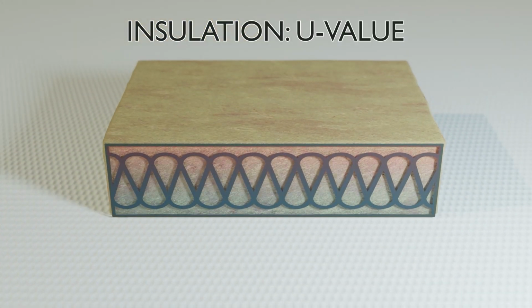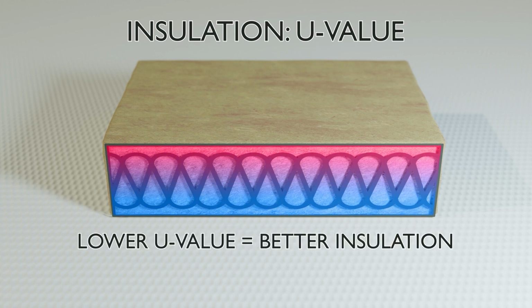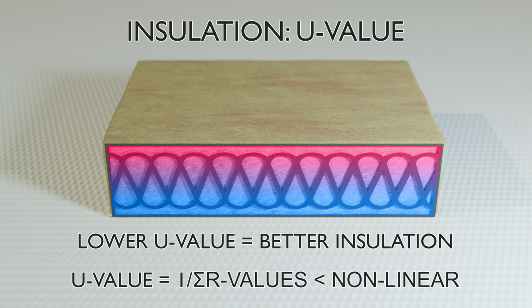Insulation performance is measured using a U value, expressed in watts per meter squared Kelvin. The lower the U value, the lower the rate of heat loss. The relationship between this heat loss rate and the thickness of insulation is not linear, however. In practice, this means that as we design to lower U values, exponentially thicker layers of insulation are required.